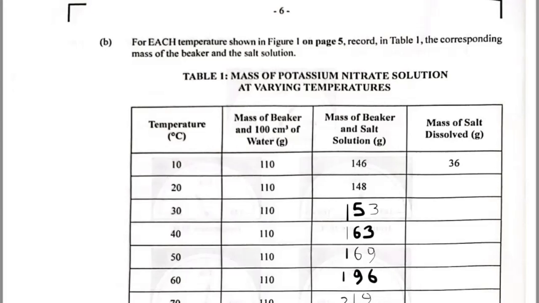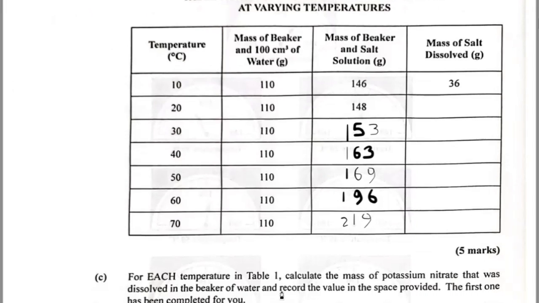So the next thing they want us to do, for each temperature in table 1, calculate the mass of the potassium nitrate that was dissolved in the beaker of water and record the value in the space provided. They did the first one, so it's just the difference between 148 and 110, which should be 38. And once we do these, we'll get our marks. Okay, and then we'll continue. This is 43.